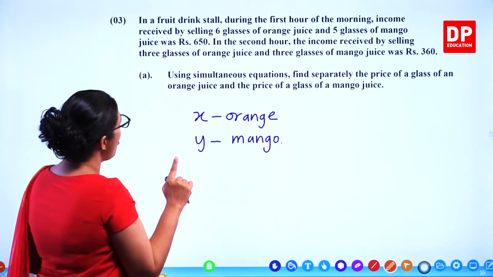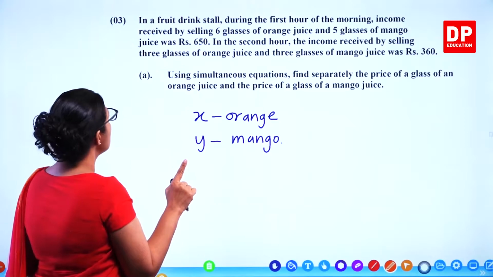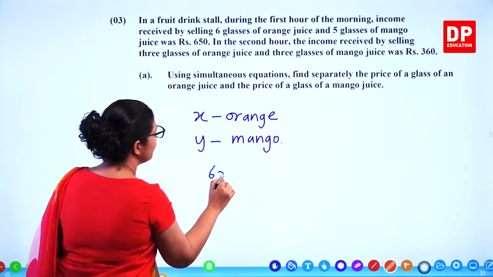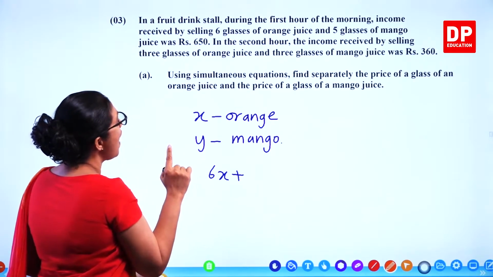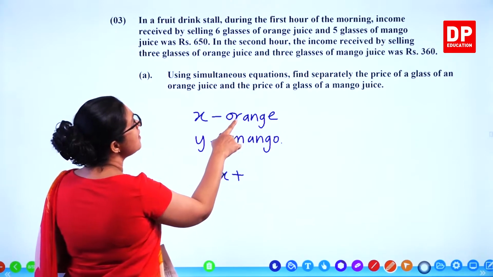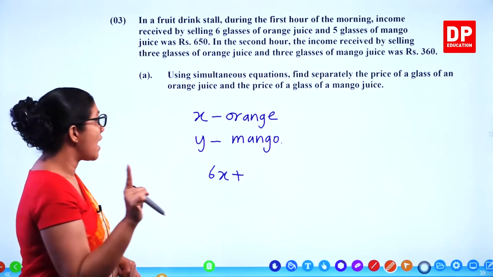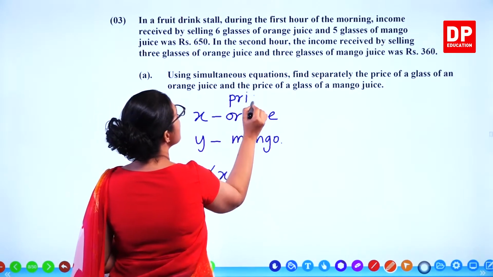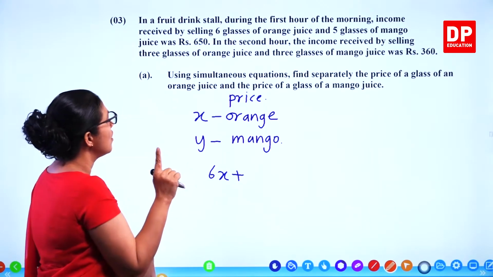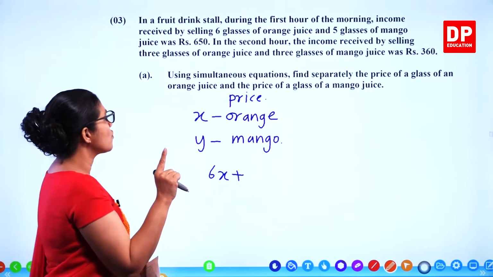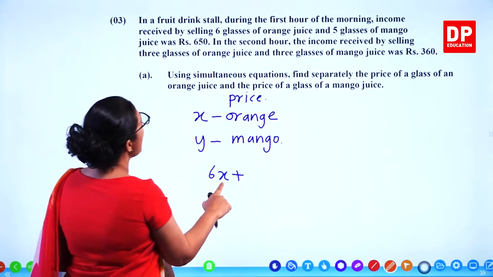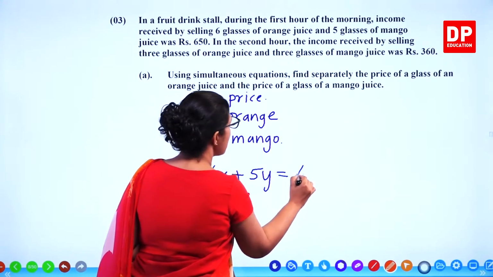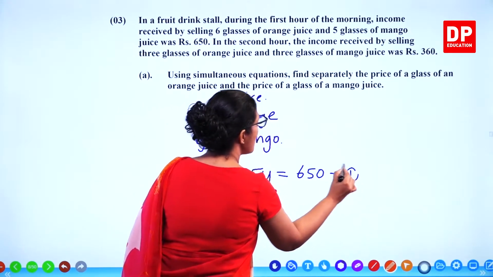In a fruit drink stall during the first hour of the morning, income received by selling 6 glasses of orange juice: 6x plus 5. This X means not the number of glasses, this is about price. Price of a glass of orange juice is X. Price of a glass of mango juice is Y. 6x plus 5y is equal to 650. That's the first equation.